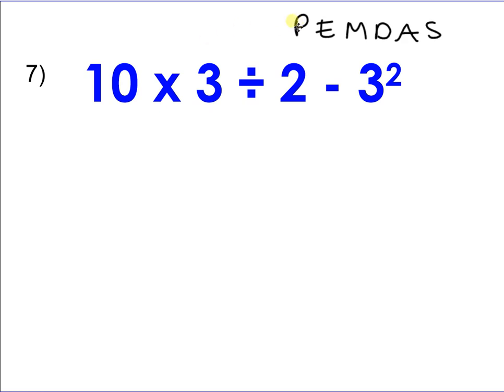Okay, at first glance, I have no parentheses. I do have an exponent, though, that I need to take care of. 3 to the second power is 3 times 3, which is 9, and I'm going to rewrite the rest of the problem. Okay, so I've taken care of my exponent.